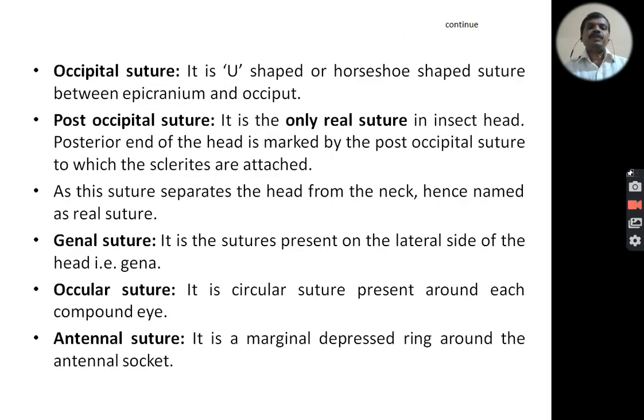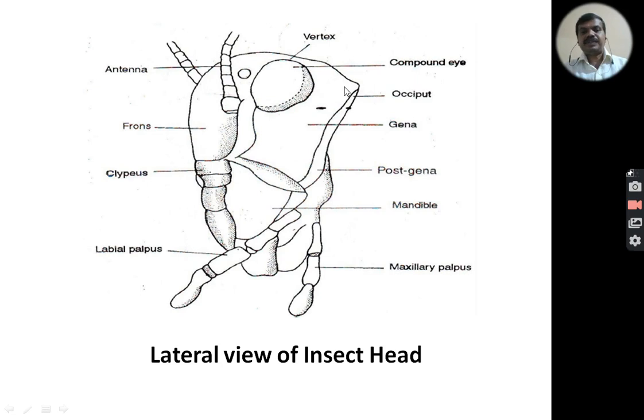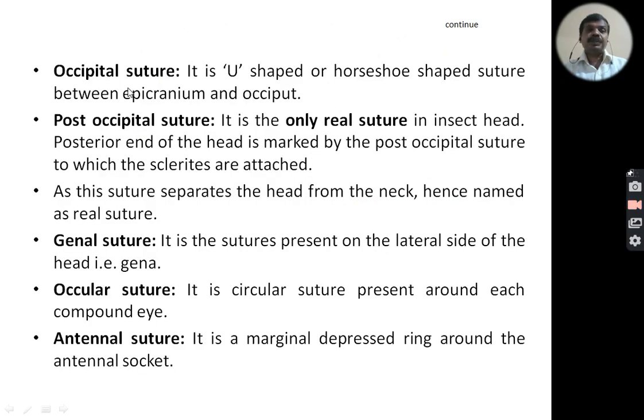The next is the occipital suture. It is the U-shaped or horseshoe-shaped suture. It is present in between the epicranium and occiput. Here is the epicranium and this is the occiput. In between them there is a suture. So these two sclerites are joined together by means of a suture called the occipital suture.